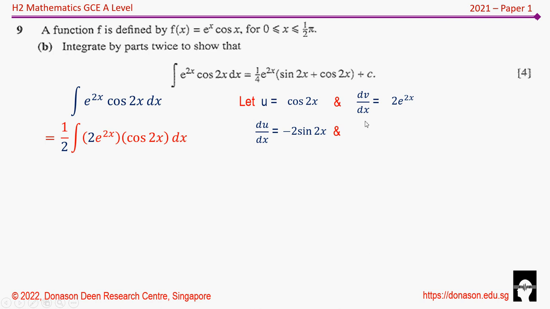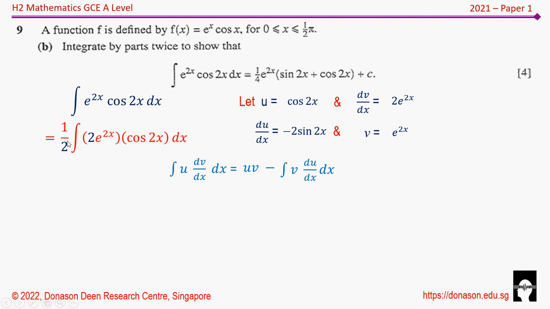Now if dv dx is equal to 2 e to the power of 2x, for this you need to integrate it to find the v. So your v would be equal to, if you integrate 2 e to the power of 2x, it is simply going to become e to the power of 2x. So there we have u, v, du dx and dv dx. So we can just substitute every value into the standard formula for integration by parts: integral of u dv dx dx should be equal to uv minus integral of v du dx dx, right?